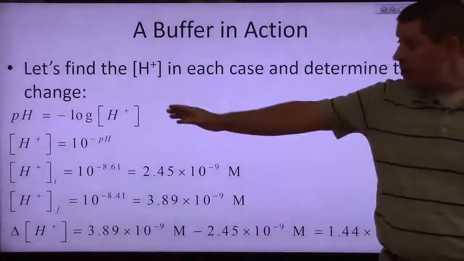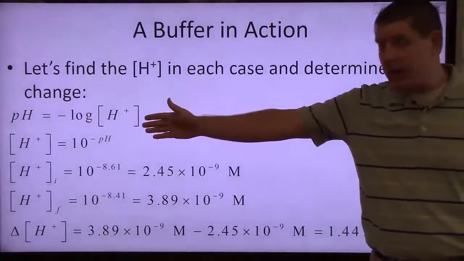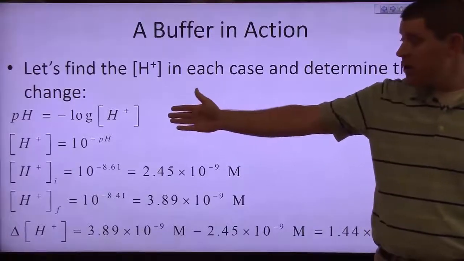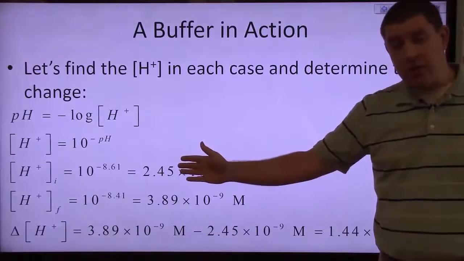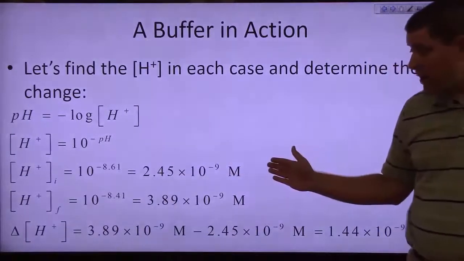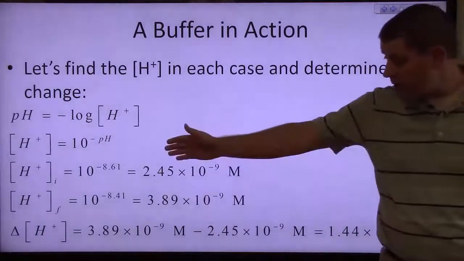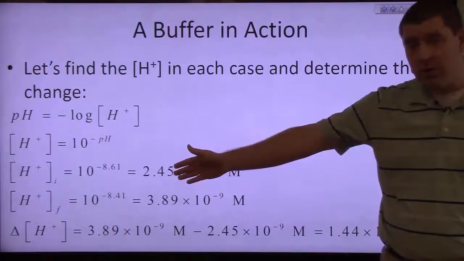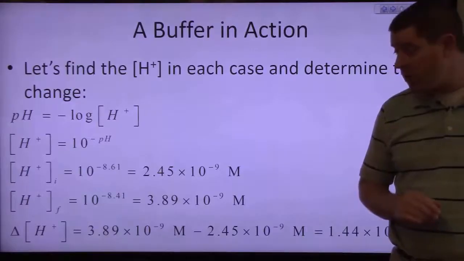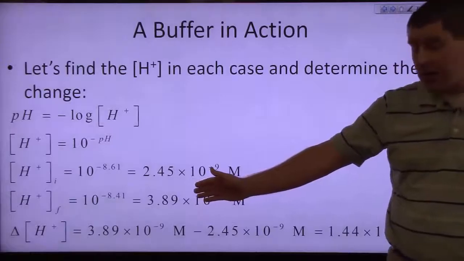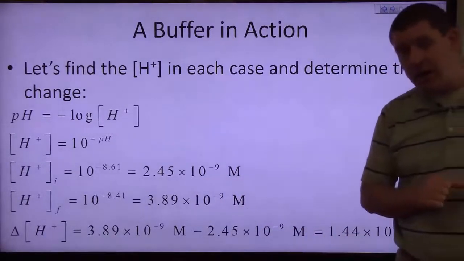Well, we know the pH equals minus log base 10 of the hydrogen ion concentration. So to find the hydrogen ion concentration, we need to take 10 raised to the power of negative pH. For the pH of 8.61, that gives us a hydrogen ion concentration of 2.45 times 10 to the minus 9 molar. In the case of pH of 8.41, we get a value of 3.89 times 10 to the minus 9 molar. And that means that our change in hydrogen ion concentration is 1.44 times 10 to the minus 9 molar.